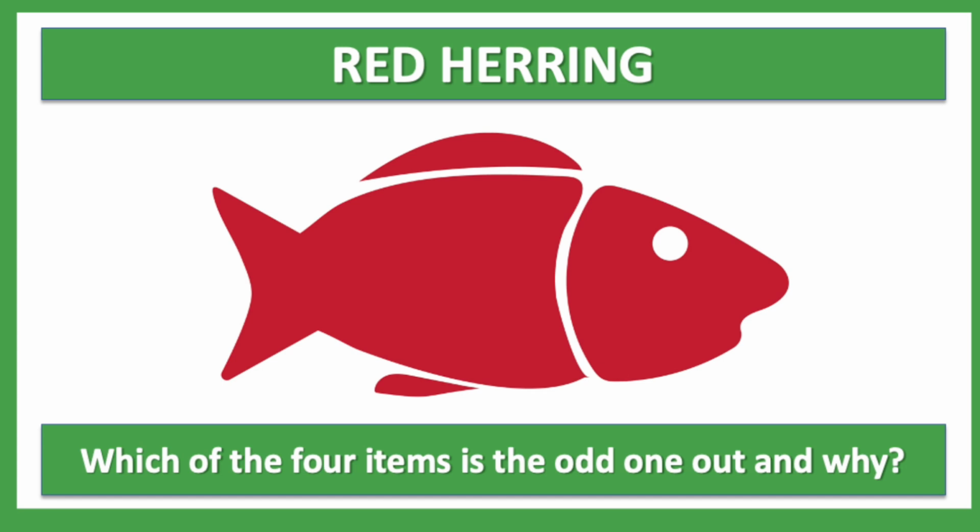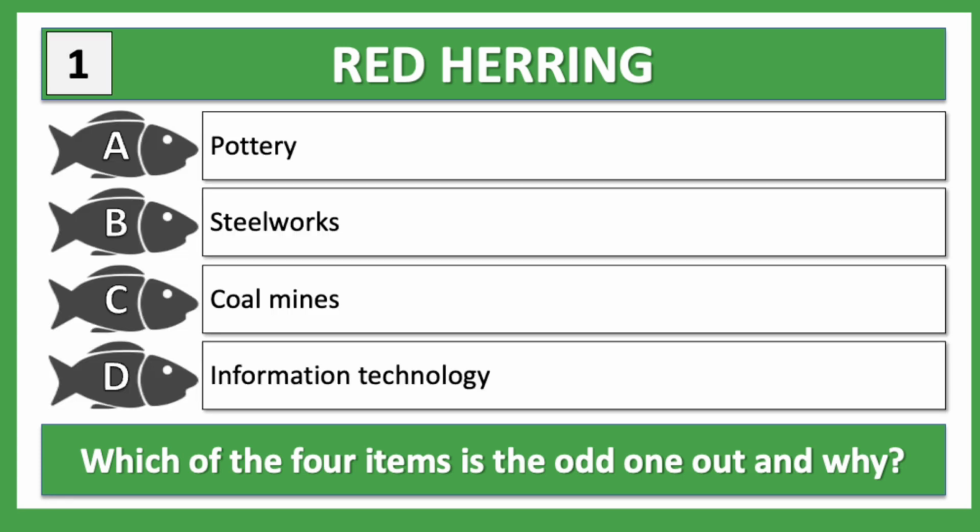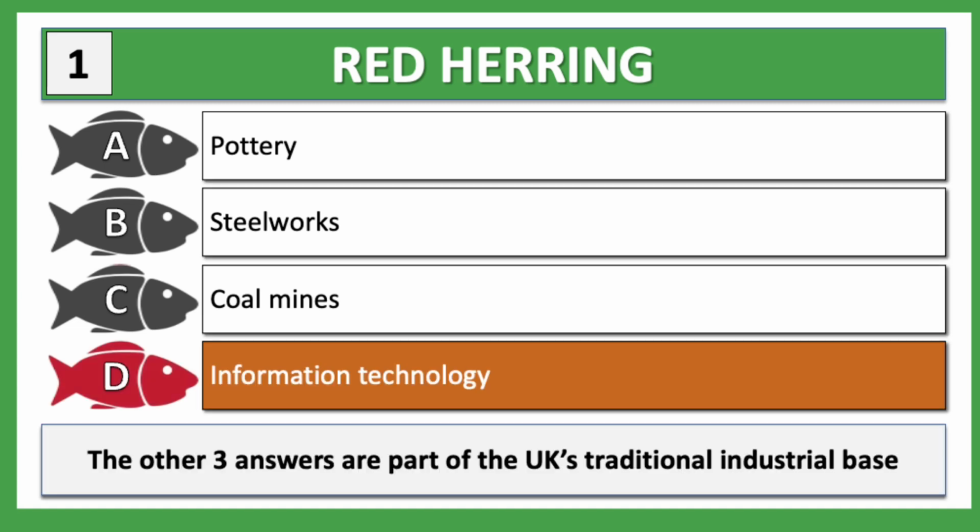Let's move on to a round of red herring. You've got to decide which of the 4 items listed is the odd one out. Let's do our first one. So number 1: pottery, steelwork, coal mines or information technology. Which of these is the odd one out and why? Okay, hopefully it should be relatively easy, this one. Let's have a look. It is information technology. The other 3 are part of the UK's traditional industrial base.